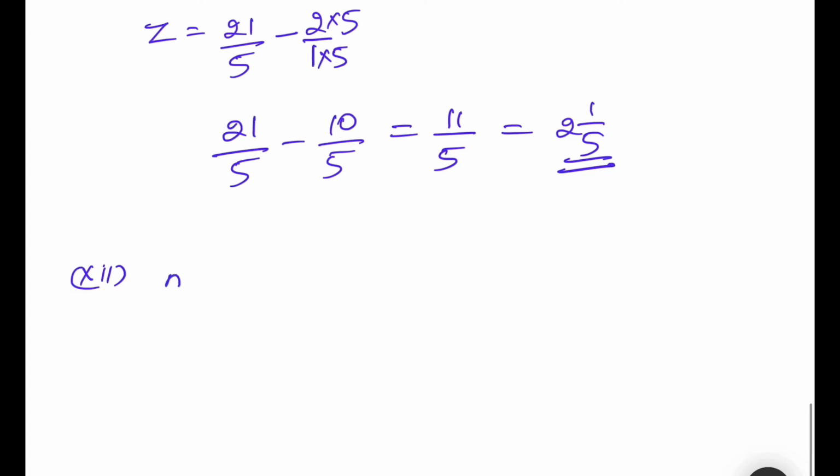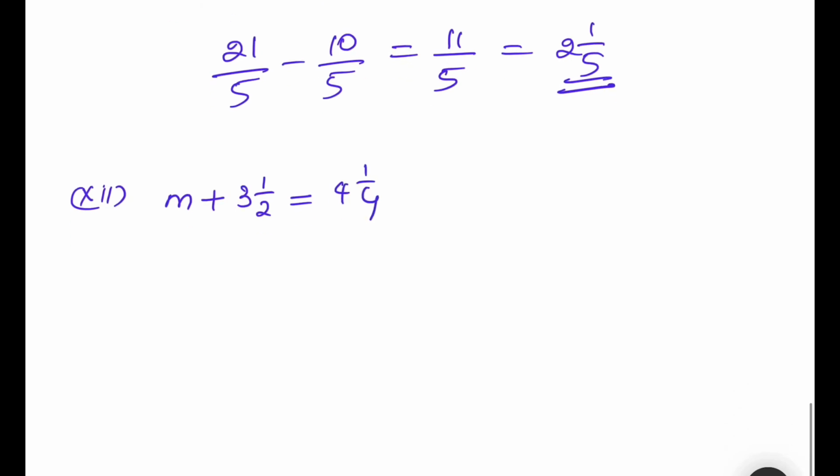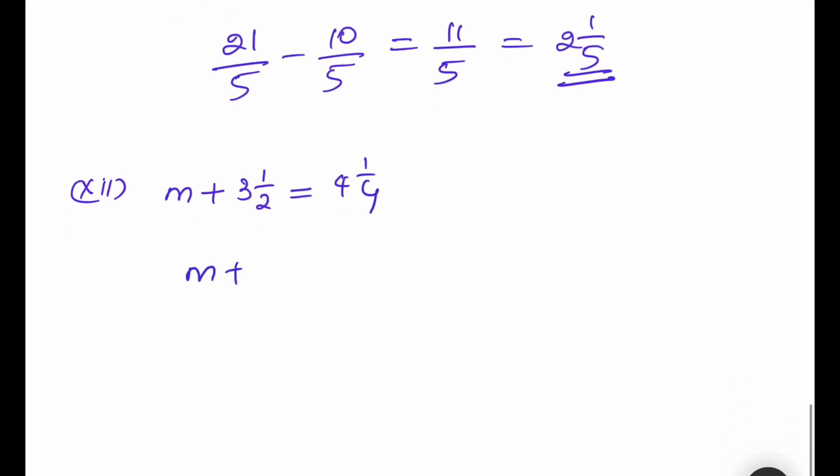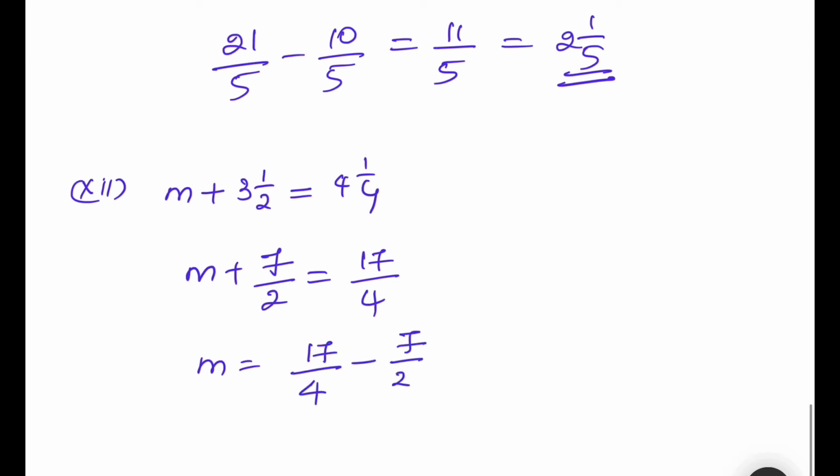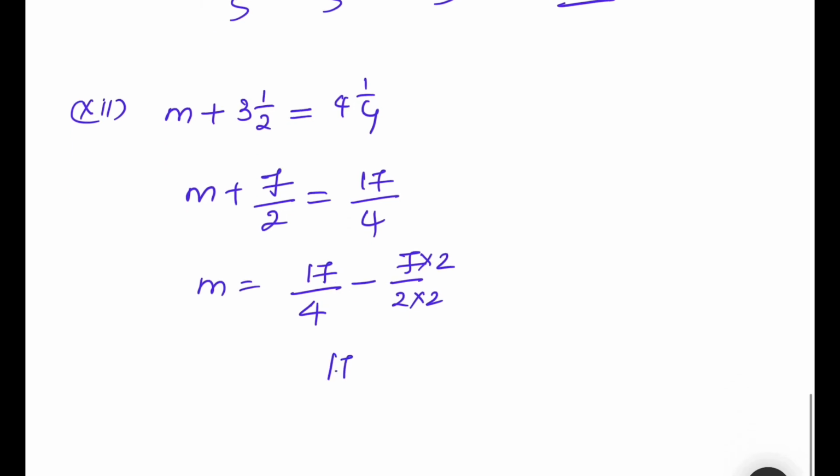12th one we have m plus 3 1 by 2 equal to 4 1 by 4. So what you get, m plus 3 twos are 6, 6 plus 1, 7 by 2 is equal to 17 by 4. m is equal to 17 by 4 minus 7 by 2, multiplying by 2 and 2. So you'll get it as 17 by 4 minus 14 by 4 equal to 3 by 4.